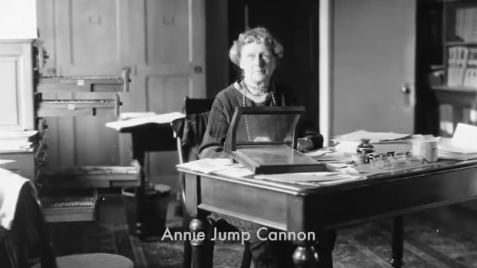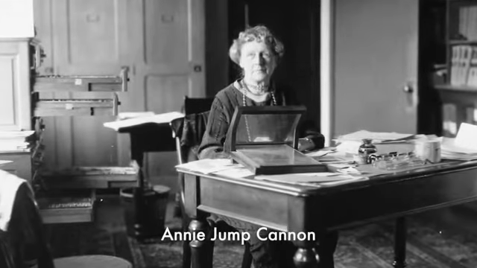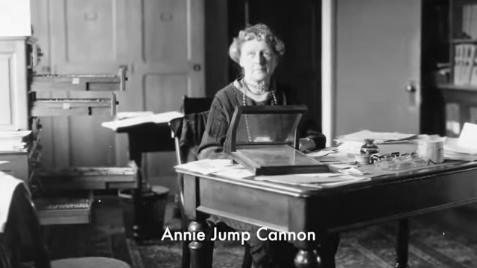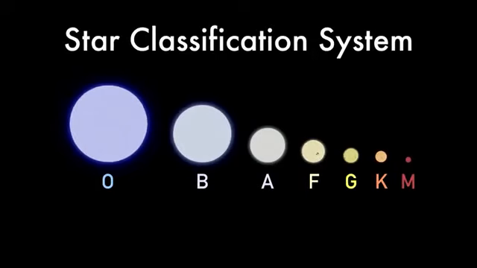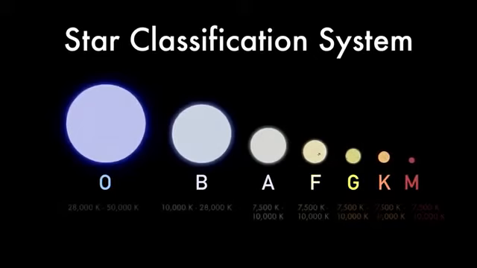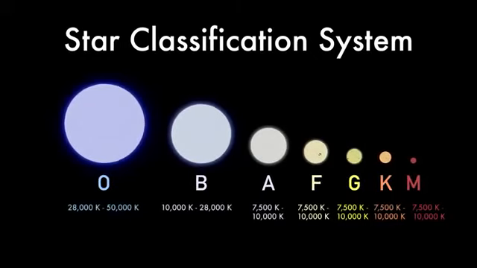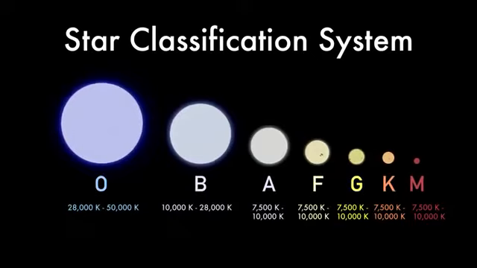One of the women working in the lab, astronomer Annie Jump Cannon, analyzed hundreds of thousands of stars and is credited with creating the modern stellar classification system based on the patterns of stellar spectra. It was later realized that the group she created corresponded to temperatures of the stars. O stars are very hot and blue, while M stars are cool and red.